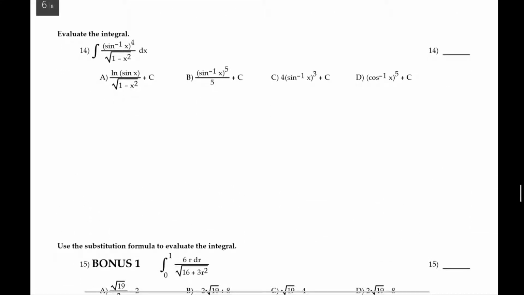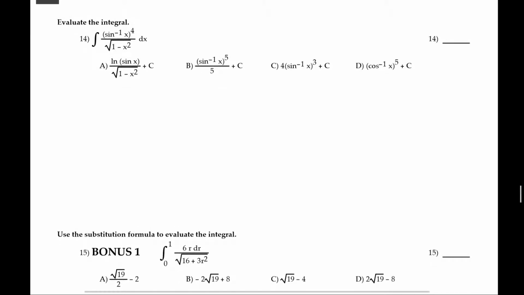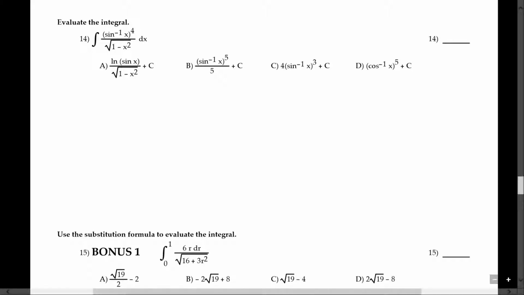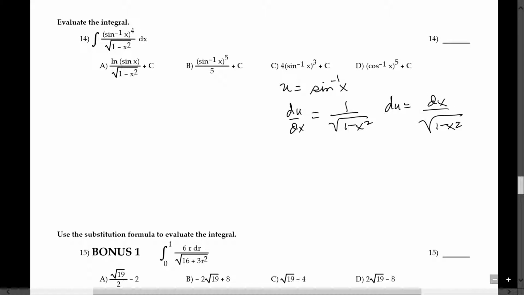Problem 14. Notice we have an inverse sine of x, and we also see its derivative there. So we would let u equal inverse sine of x, and du dx is 1 over the square root of 1 minus x squared. So du is equal to dx over the square root of 1 minus x squared.